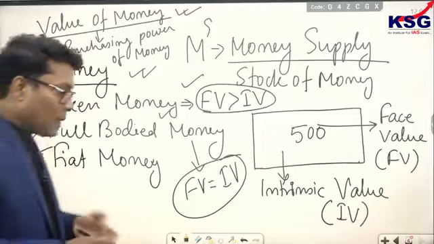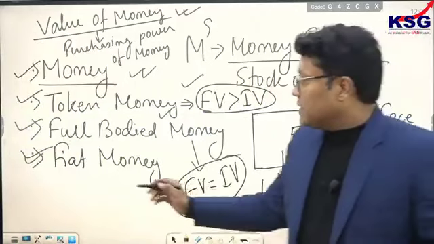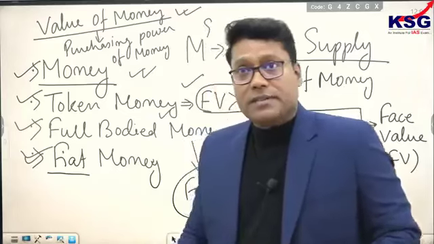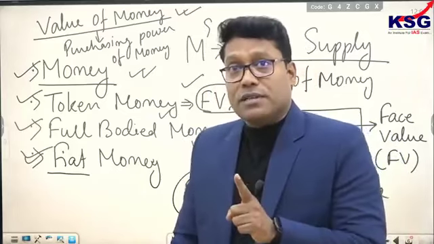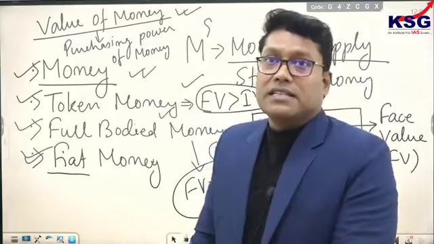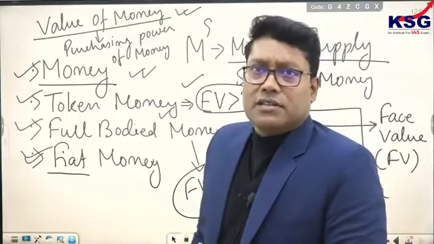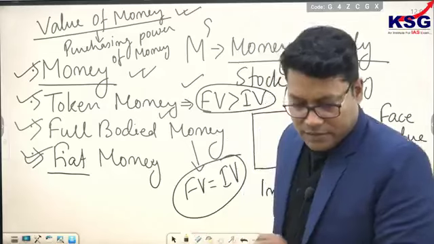Clear? See, fiat means by the order of the government. So all legal money is definitely by the order of the government. So fiat money means legal money or legal tender, you can say legal money or legal tender. Fine.